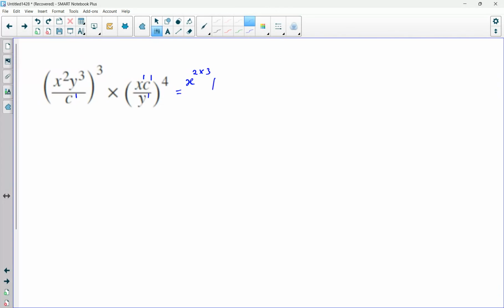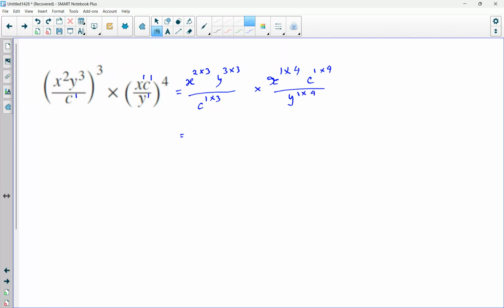Same goes with the y, so I'm going to put the y down. So that's times 3, y to the power of 3, and then I'm going to have to multiply the second 3 to the first 3, and on the bottom it's c raised to the power of 1 times 3. Keep going, times x raised to the power of 1 times the 4, and then we've got the c raised to the power of 1 times the 4, and along the bottom we've got y 1 times 4.